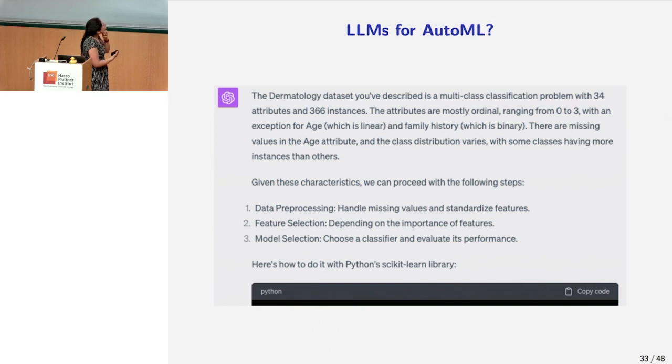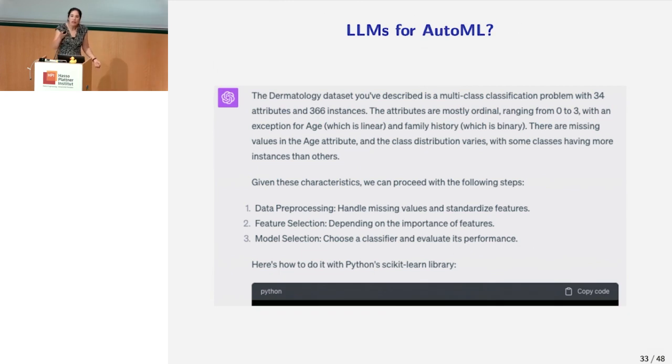Okay, so large language models. Now, of course, here's what we would do. You plug in your data set description to ChatGPT and you say, well, what model should I use? And it says, well, you've described this data set. Look, ChatGPT is computing the data set meta features, and then it proceeds with the following steps: data preprocessing, feature selection, model selection.